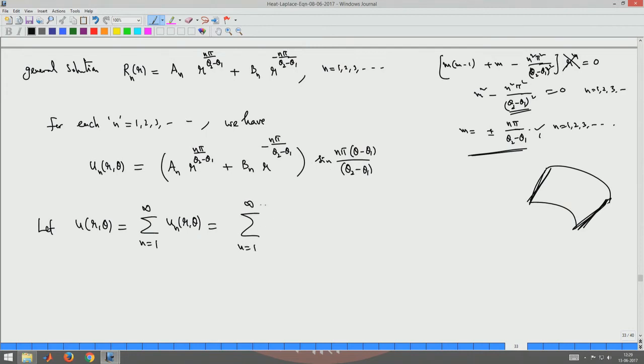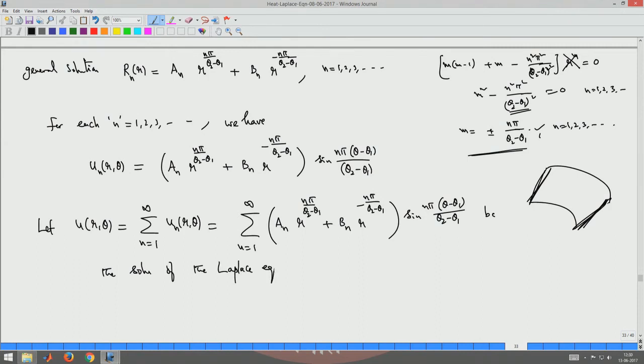So, n is running from 1 to infinity. You have arbitrary constants: a_n r^(n pi/(theta 2 minus theta 1)) plus b_n r^(minus n pi/(theta 2 minus theta 1)), this into sin(n pi (theta minus theta 1)/(theta 2 minus theta 1)). Let this be the general solution of the Laplace equation with boundary conditions 1 and 2, that is, u at r, theta 1 equal to 0, and u at r, theta 2 equal to 0. So, it satisfies these two boundary conditions, okay.